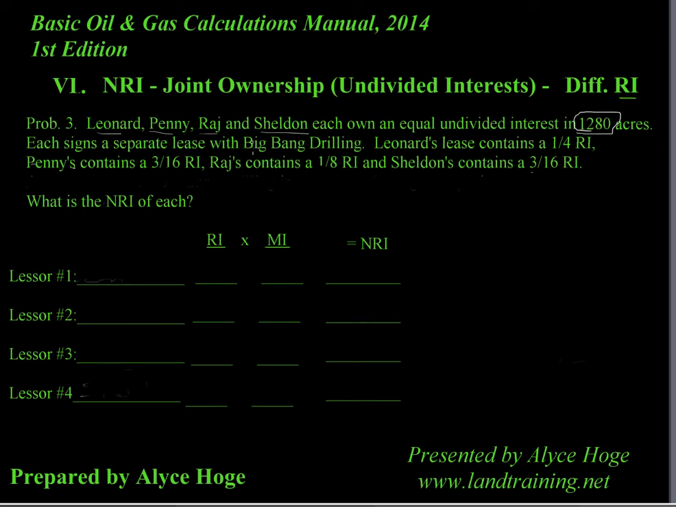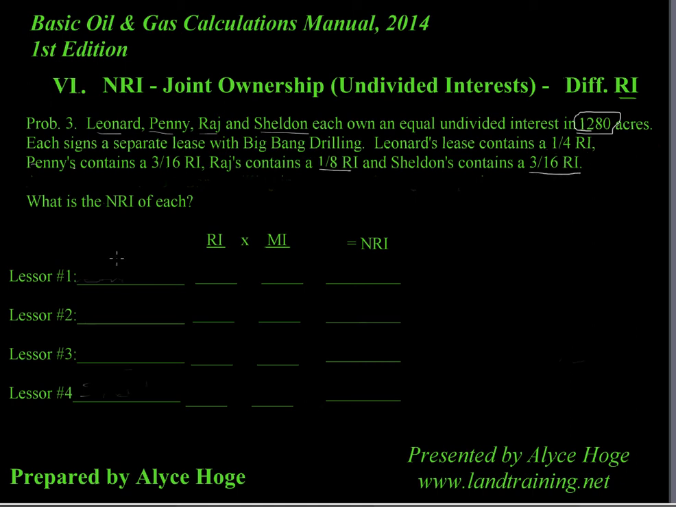Each signs a separate lease with Big Bang Drilling, but they all sign different royalty interests. So Leonard's lease contains a 1/4 royalty interest, Penny's contains a 3/16 royalty interest, Raj's contains a 1/8 royalty interest, and Sheldon's contains a 3/16 royalty interest.